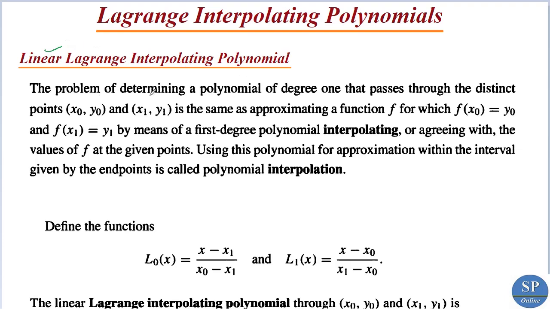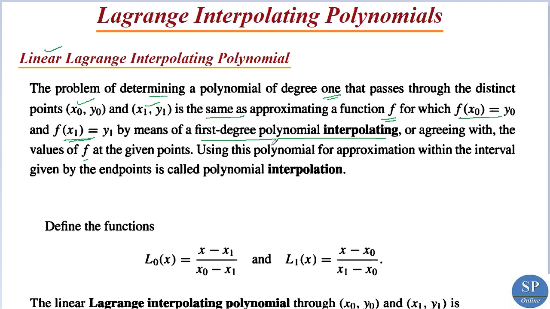Actually, the problem of determining a polynomial of degree 1 that passes through the distinct points (x0, y0) and (x1, y1) is the same as the approximation of a function f for which f of x0 equals y0 and f of x1 equals y1 by means of a first degree polynomial interpolating or agreeing with the values of f at the given points.